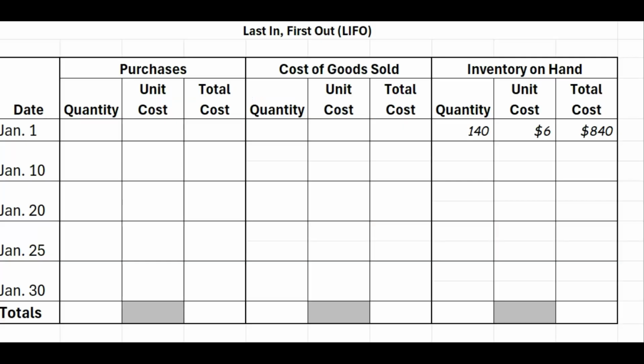We will use a chart to keep a nice, neat record of our inventory cost flow. I have already loaded our beginning inventory in here. January 1st, we have a quantity of 140 units, costing $6 per unit. Our inventory total cost is $840 at the beginning of the year.